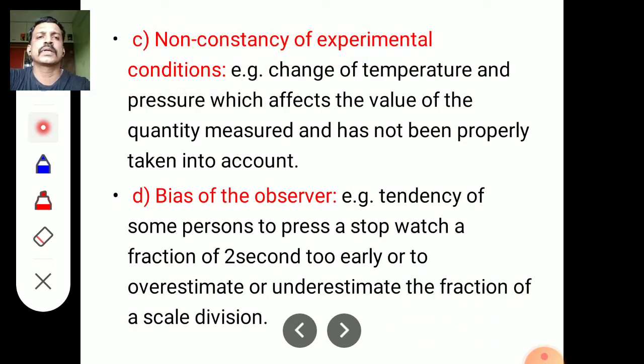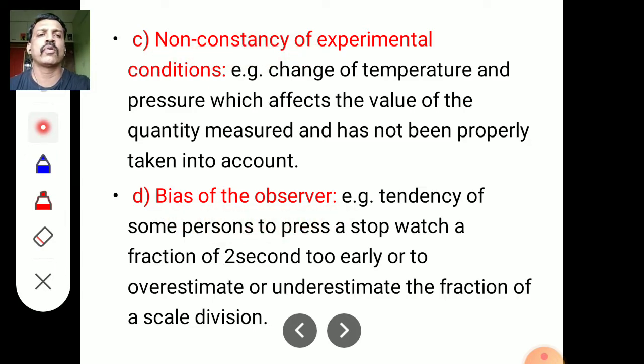Non-consistency of experimental conditions, such as change of temperature and pressure, affects the value of the quantity measured and has not been properly taken into account. Means in winter the temperature is different, and in summer the temperature is different. So the same result you will not get in a practical in the summer season which you get in the winter season. This is non-consistency.